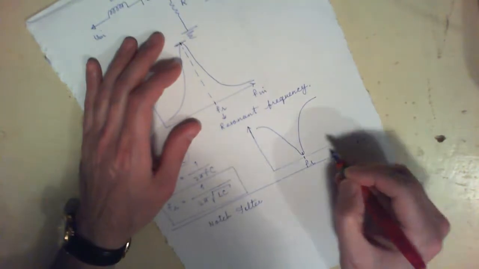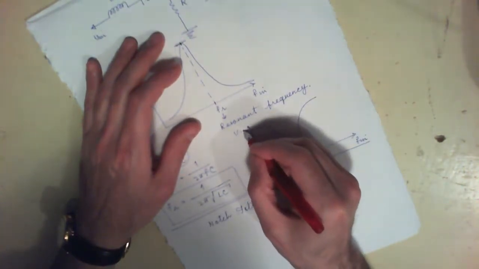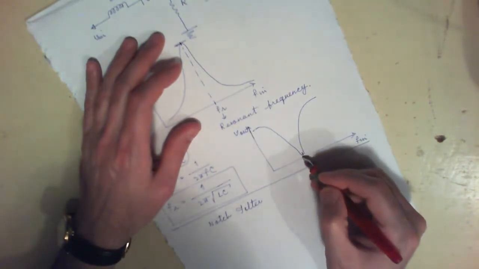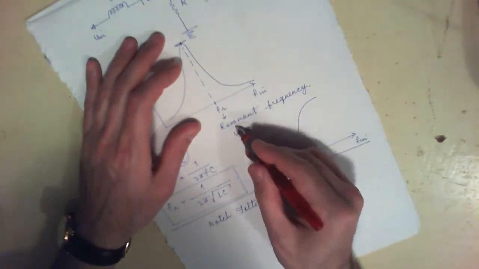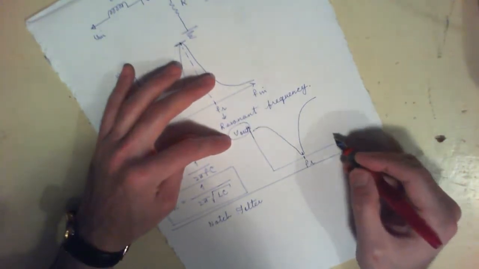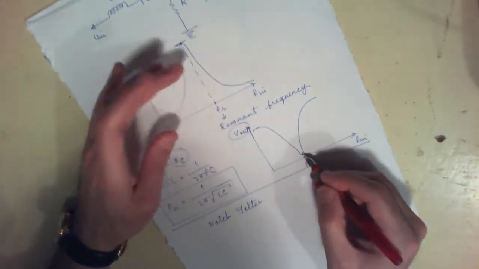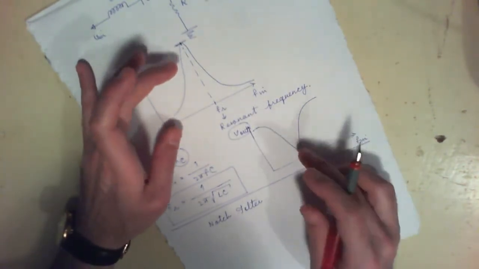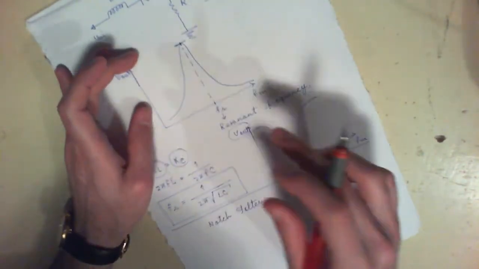This is F of in, and this is V of out. So at this frequency you will have the minimum amount of voltage across your output, and that's basically the exact opposite of what we had before.